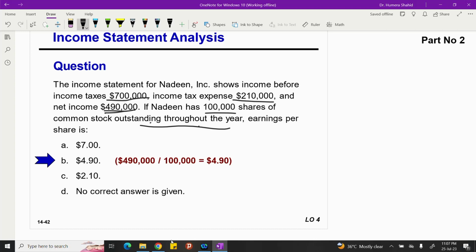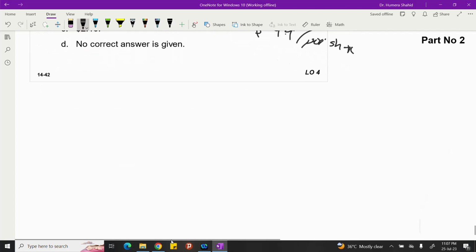So this is the net income. There is no information of preferred stock, so we do not have it. So net income divided by outstanding shares, you get your, if you see net income is 490,000 and your outstanding shares are 100,000, so you get an answer of $4.9 per share. So here 4.9 is written, so that's the correct answer.